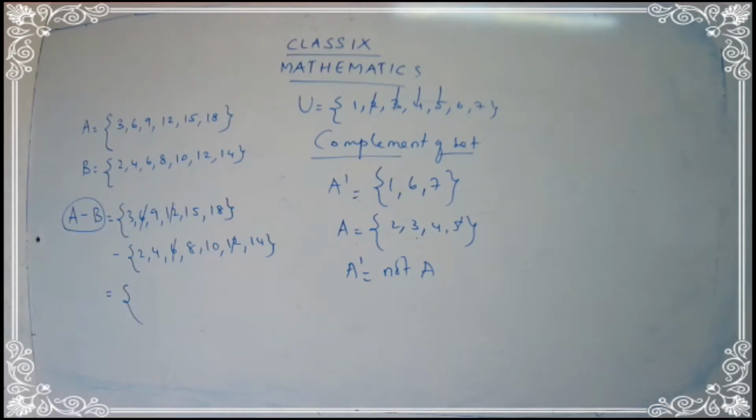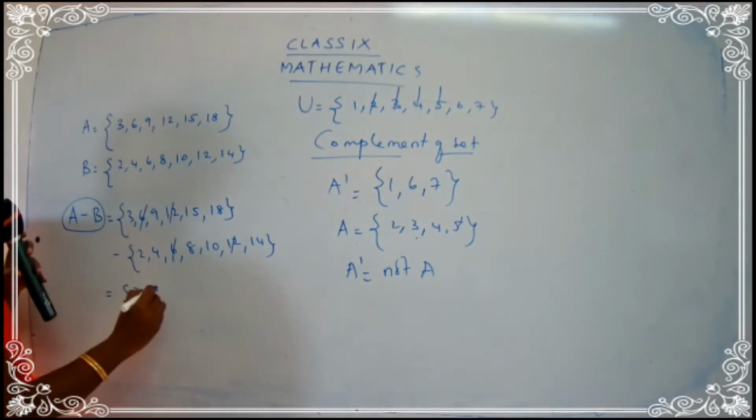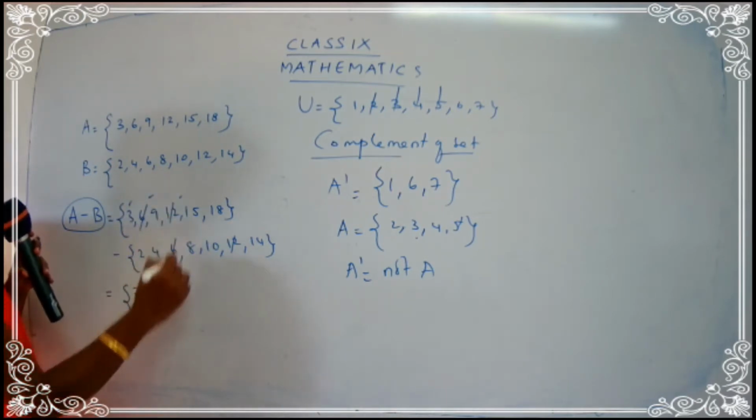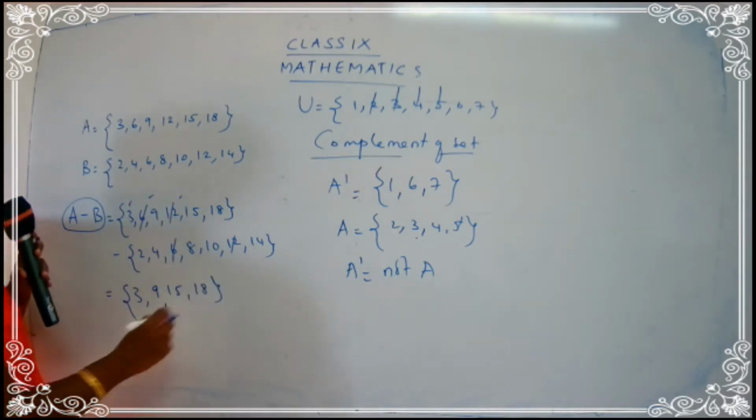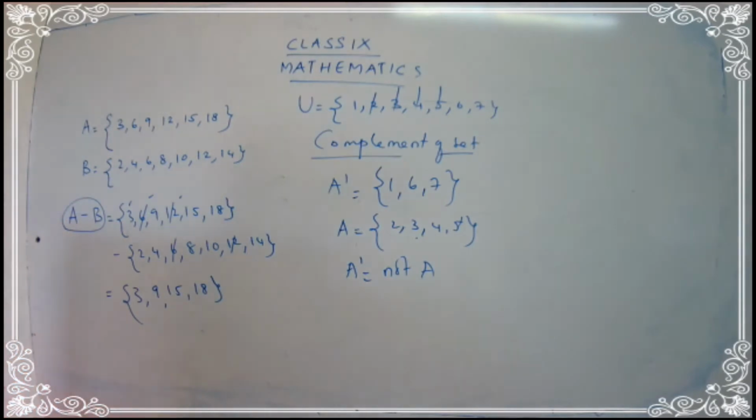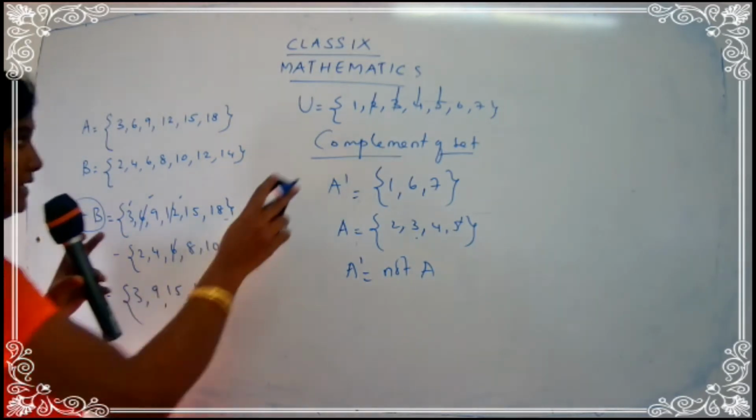So what are the members in A, children? What are the members left out? Yes, tell me the members. 3, 15, 18. That's all good, I hope. Yeah, one more number we missed out. Yes, what is that? 9. Yes, good. So 3, 9, 15, 18. So this was A minus B. Present in A but not in B.